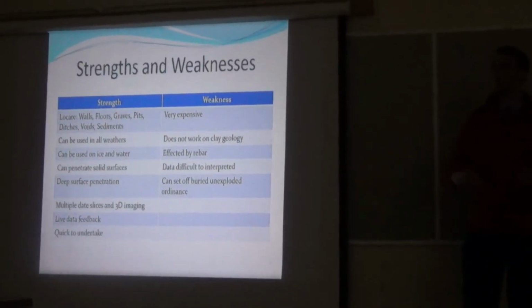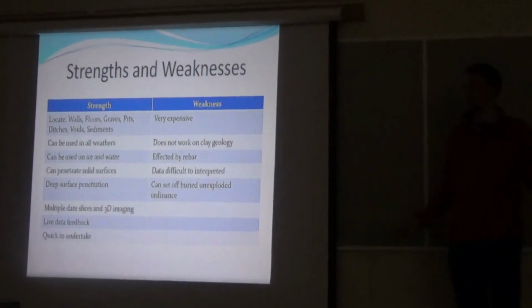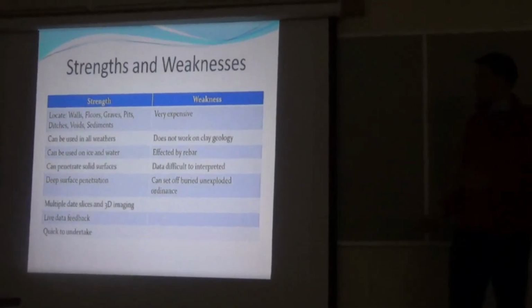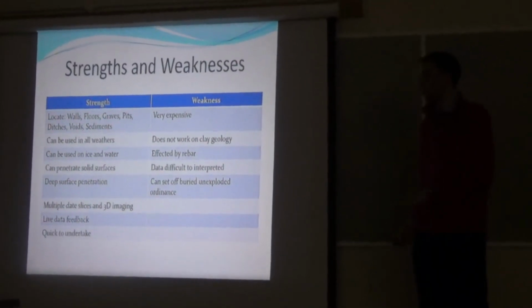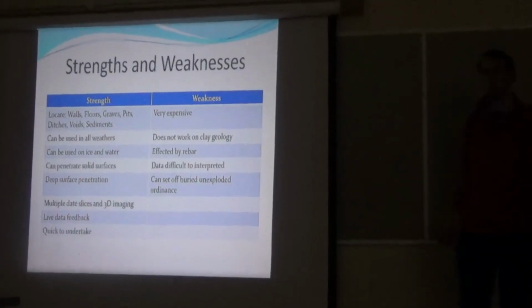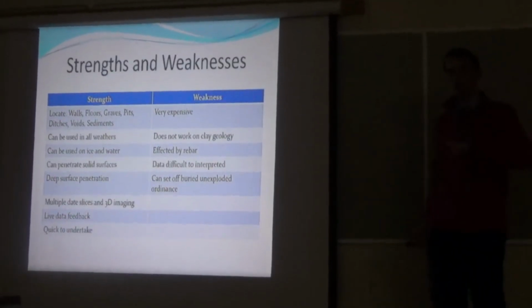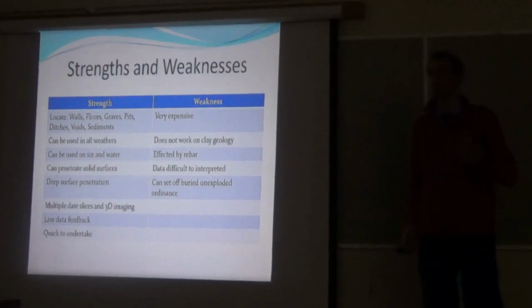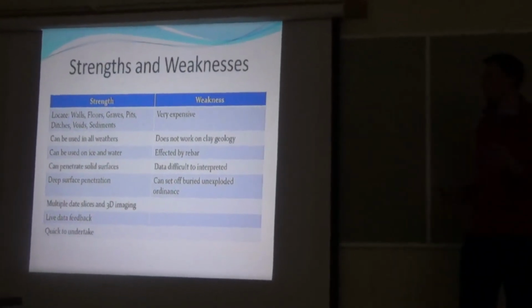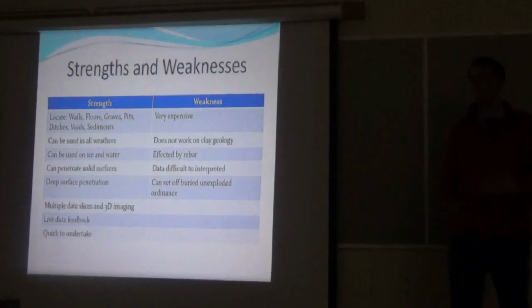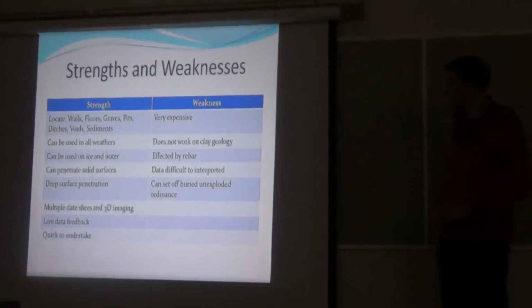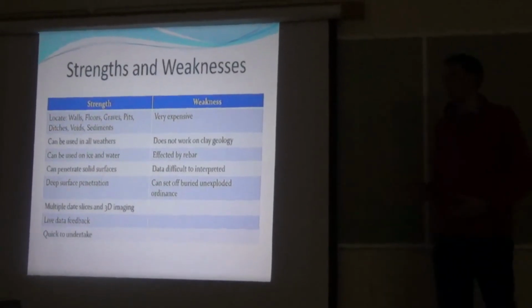It can penetrate solid surfaces. Magnetometry and resistivity, you need bare earth, and most geophysical techniques you need bare earth. Ground penetrating radar will penetrate solid things. It will penetrate this floor, it will penetrate concrete, tarmac, pretty easily. So it's very good for urban surveys, for inside buildings as well. You can get really deep penetration.